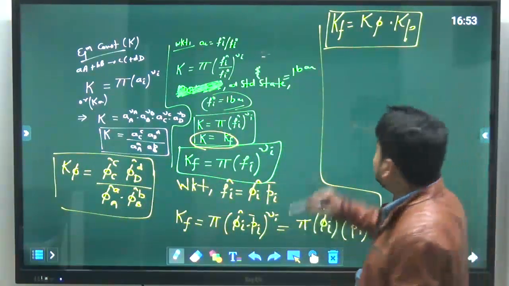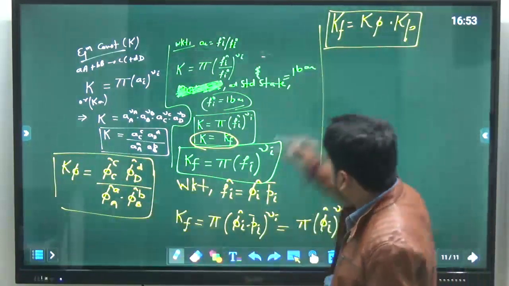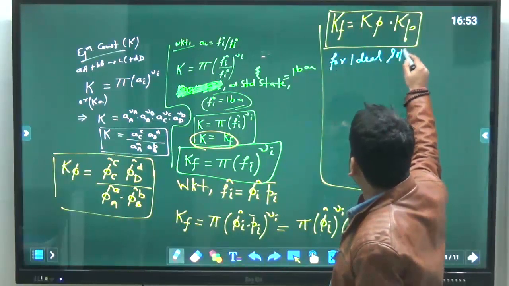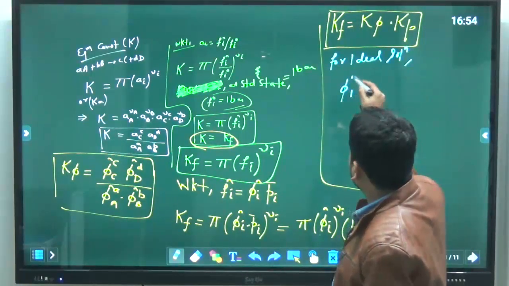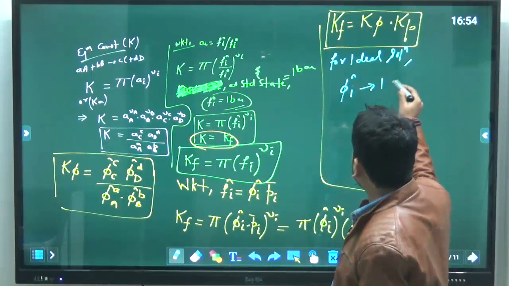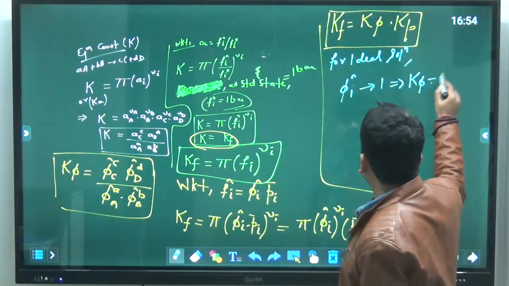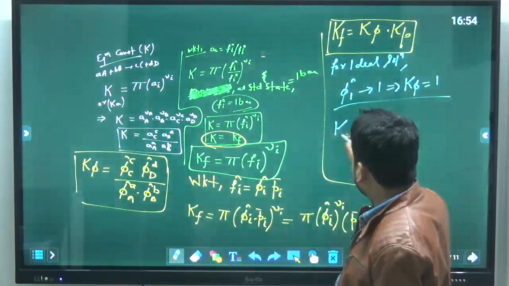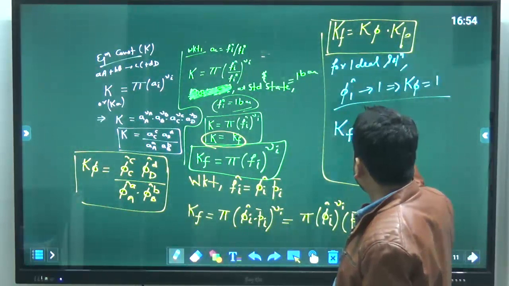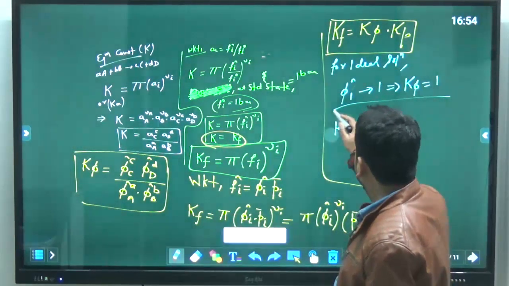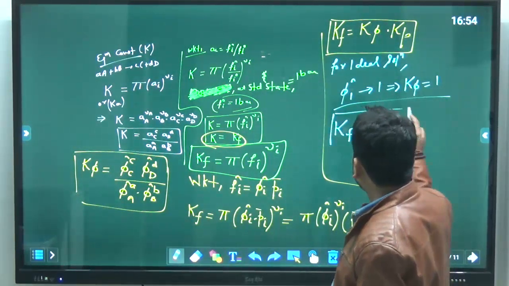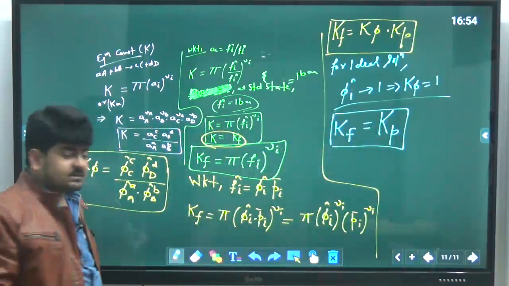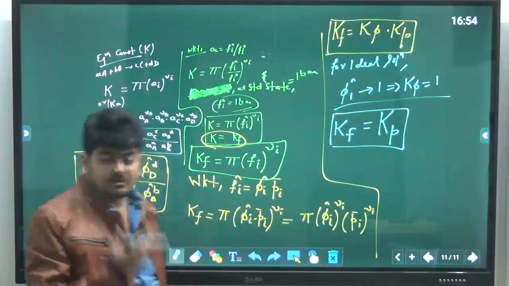But if the solution is ideal, we know that phi_i cap has to be 1. That means K_phi will be 1. And if K_phi is 1, then K_f will be equal to K_p.